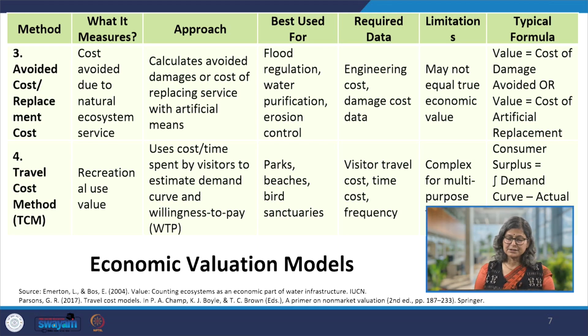This travel cost method is used for parks, beaches, bird sanctuaries, for these types of experiences. Required data are the visitor travel cost, time cost, and frequency, meaning how many times in a year. Many of the parks in Europe will give you that type of facility. You purchase a particular card, and throughout the year you can visit them multiple times. So they calculate all these travel costs.